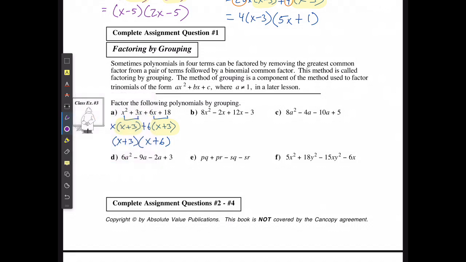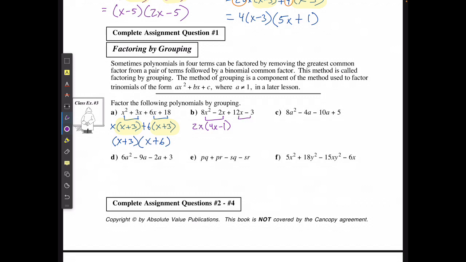For example B, the first two terms have a common factor of 2x. And when I divide this out, well, the 8 divided by 2 is going to give me 4, and x squared divided by x is going to give me just an x. The negative 2x divided by 2x just leaves me with negative 1.